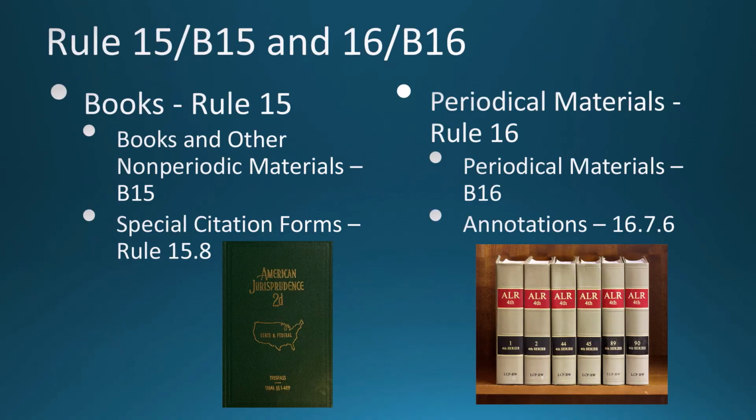So our focus is on Rule 15 and B15 in the blue pages for books, and Rule 16 or B16 in the blue pages for periodicals. At first glance, these two types of sources may seem very different, but sometimes it's hard to tell what a source is when you look at it on the shelf. Compare American Jurisprudence, which is cited as a book under the special citation forms of Rule 15, and American Law Reports, which is cited under Rule 16 as a periodical. They are both bound print sources published by West that come in a series and sit on the shelves in our library.